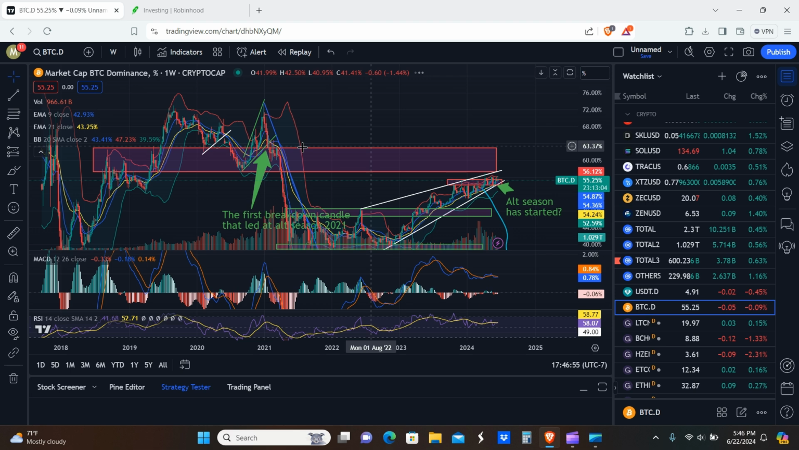So we saw this previously here. Bitcoin goes up, Bitcoin dominance goes up. Then money flows from Bitcoin into altcoins, and Bitcoin dominance goes down. Then Bitcoin dominance chops sideways, and then Bitcoin dominance really goes down. So that's kind of what we're looking for.